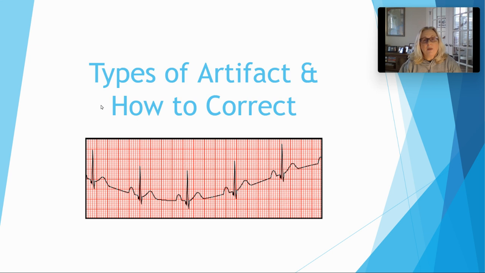All right, so I'm going to talk about types of artifact and how to correct those. Okay, so artifacts, you can see this EKG. We want our EKGs to be nice and flat on the isoelectric line, right? We want that 0 on the isoelectric line to be nice and flat, so we can read all the different stuff. The P, Q, R, S, T. Make sure it's all in the right intervals, and the P to R interval and all that stuff is correct. So if it's wonky like this, we can't really tell.